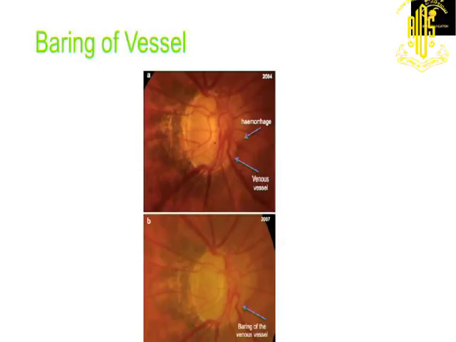These are bayoneting of the vessels. These are very typical defects as well. The arrows are showing you the hemorrhage and the venous vessel, and there you have the bayoneting of the vessel that you see.